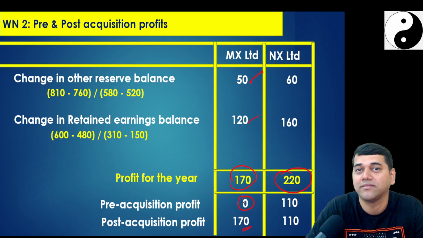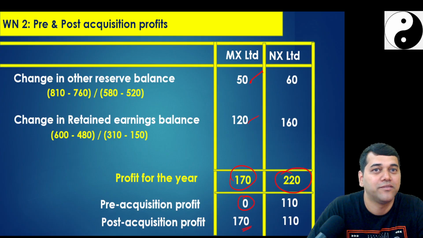Okay, any mistakes done here? What mistake? 50-50.